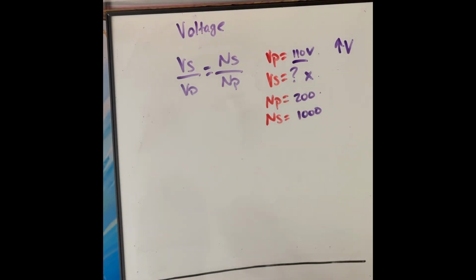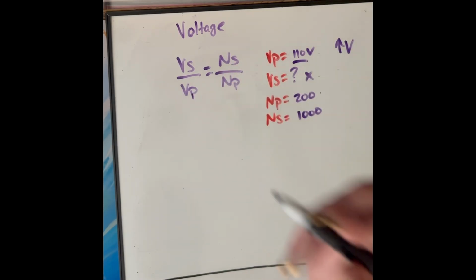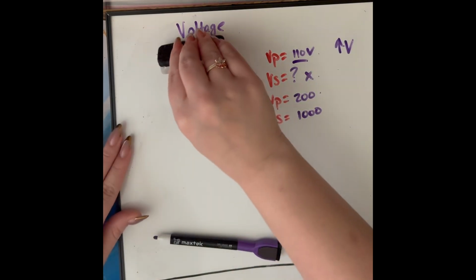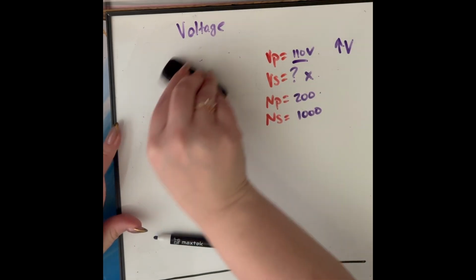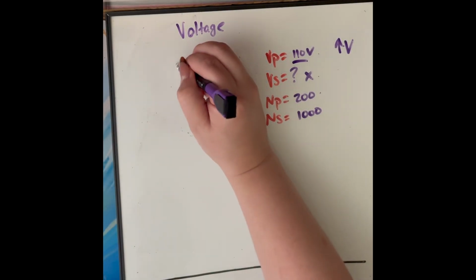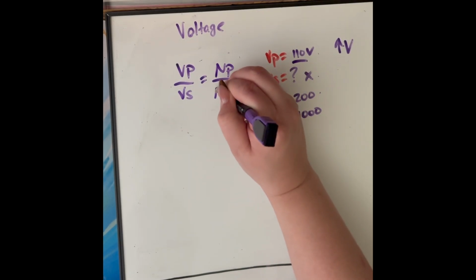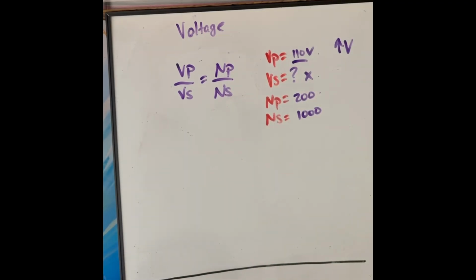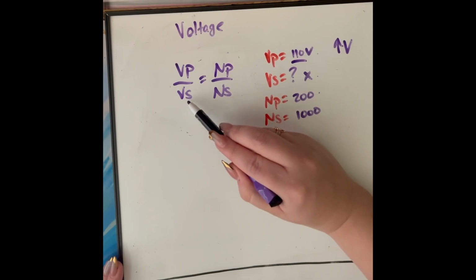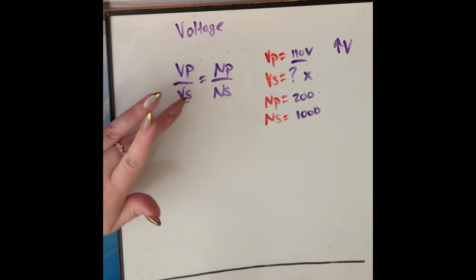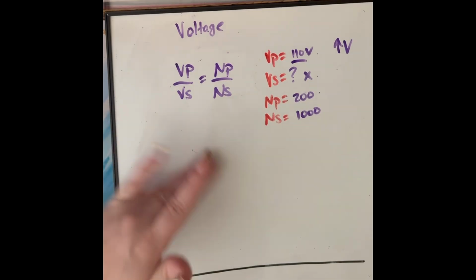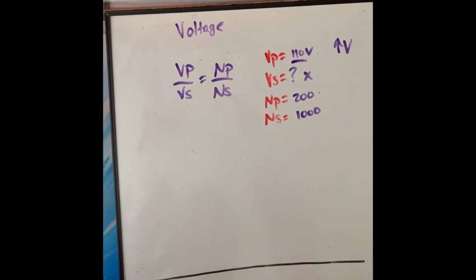VS is what we're looking for. If we want to do it the opposite way, actually I will do it the opposite way. Let's set it up the other way. So we can do VP over VS equals NP over NS. Either option will give you the same result as long as you know where your numbers go. I like this formula better because usually what we're solving for is VS, and I like it to be in that little spot. It just makes my math work better in my head. But you can do it the other way too.